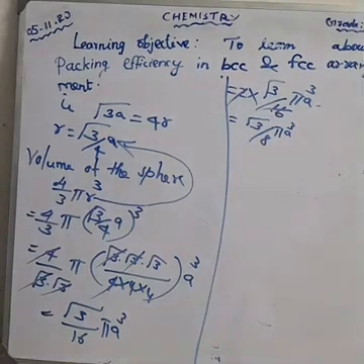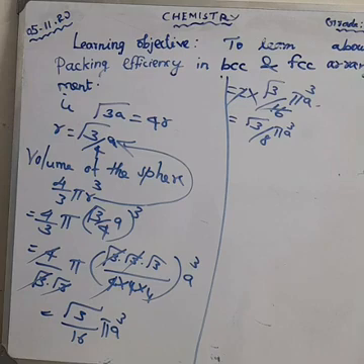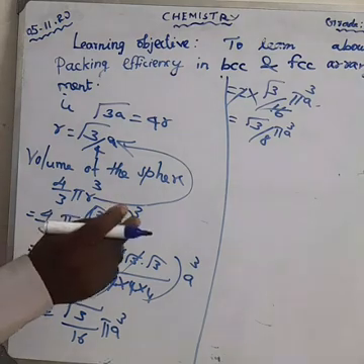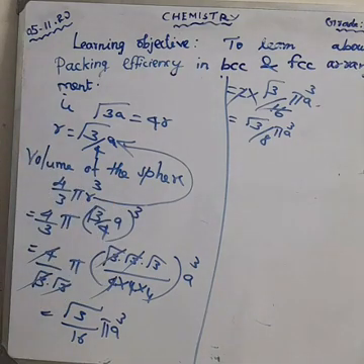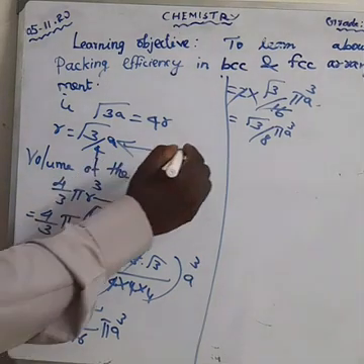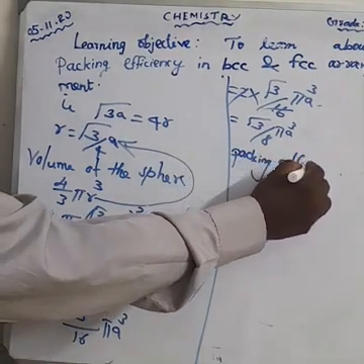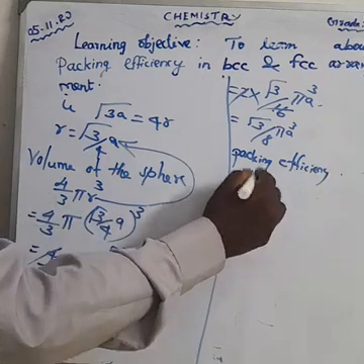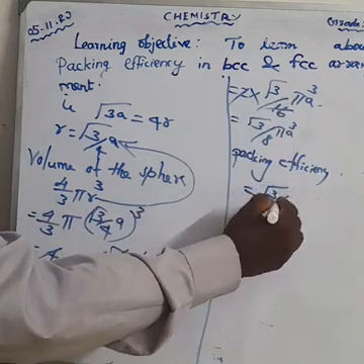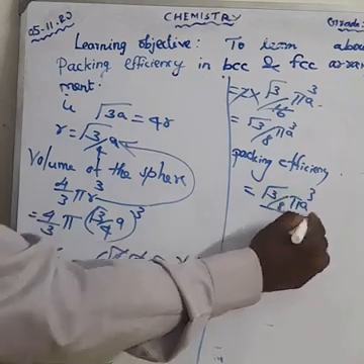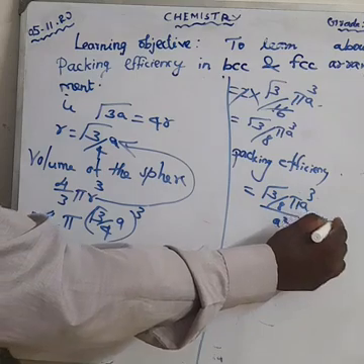As per the formula, packing efficiency formula. What is the packing efficiency formula? How to write packing efficiency formula? It is volume occupied by the sphere in a unit cell divided by volume of the unit cell into 100. When we apply packing efficiency, this packing efficiency is equal to this value root 3 by 8 pi a cube divided by a cube into 100.